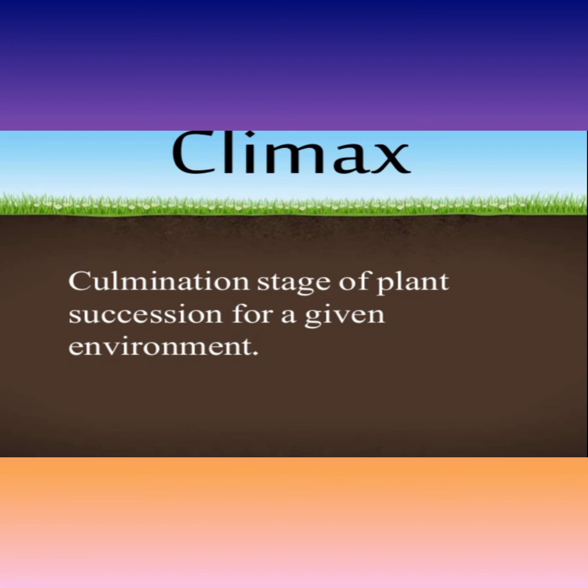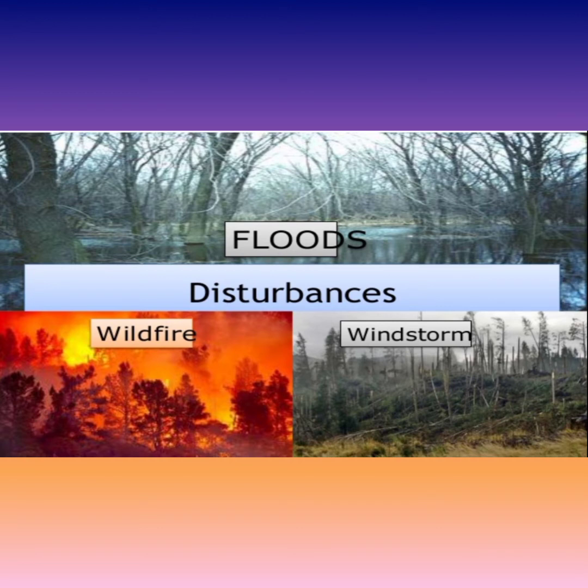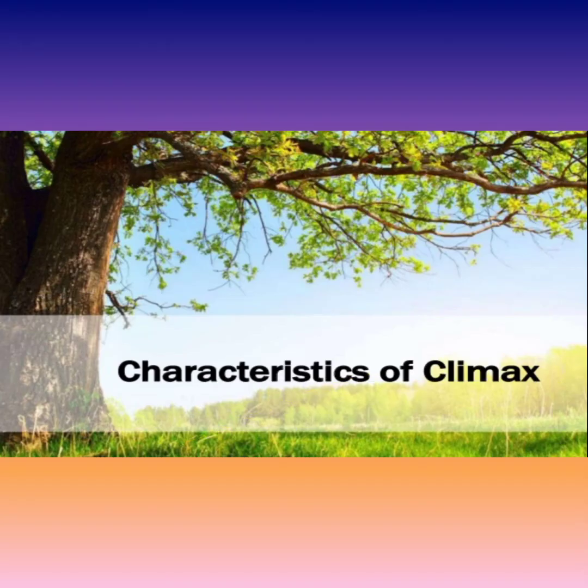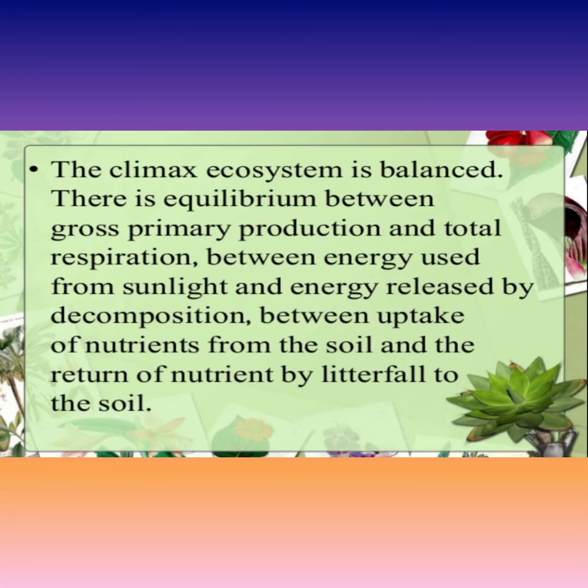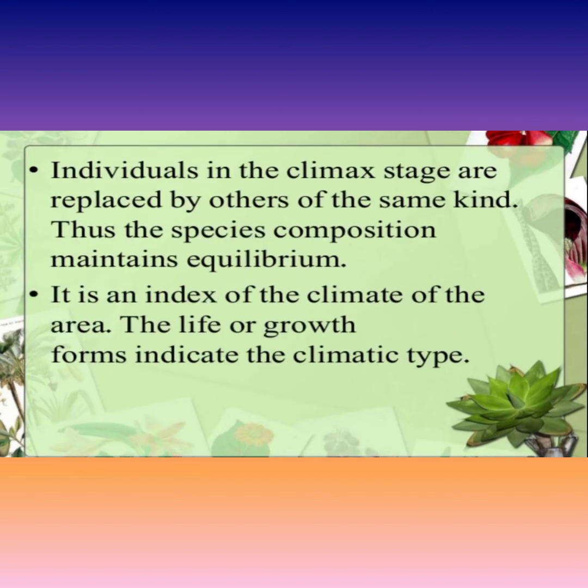The concept of a climax is the culmination stage of plant succession for a given environment. Floods, disturbance, wildfire, windstorms. Characteristics of a climax: the vegetation is tolerant of environmental conditions. It may have a wide diversity of species, well-developed spatial structure and complex food chains. The climax ecosystem is balanced. There is equilibrium between gross primary production and total respiration, between the energy used from sunlight and the energy released by decomposition, and between the uptake of nutrients from the soil and the return of nutrients by litter to the soil.